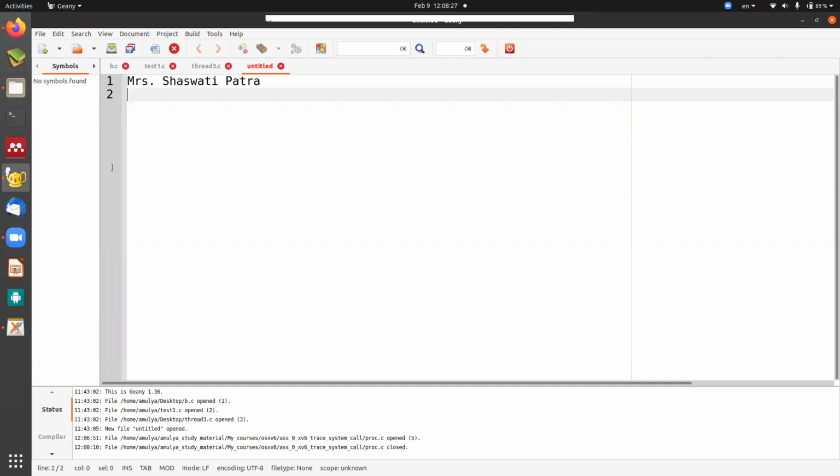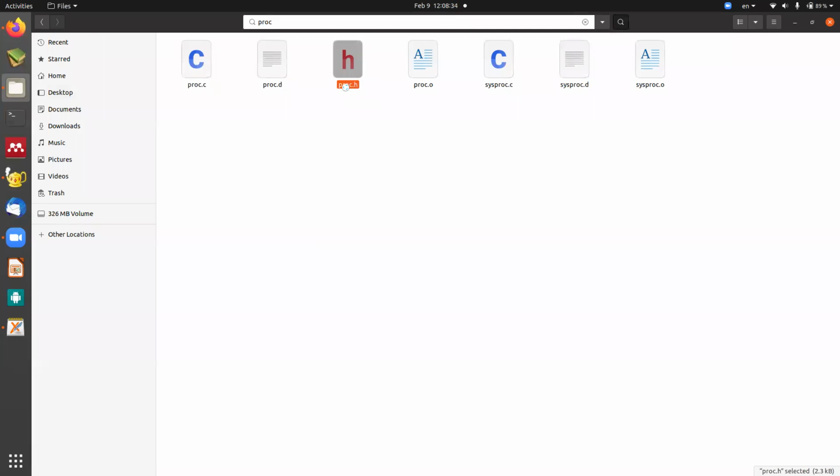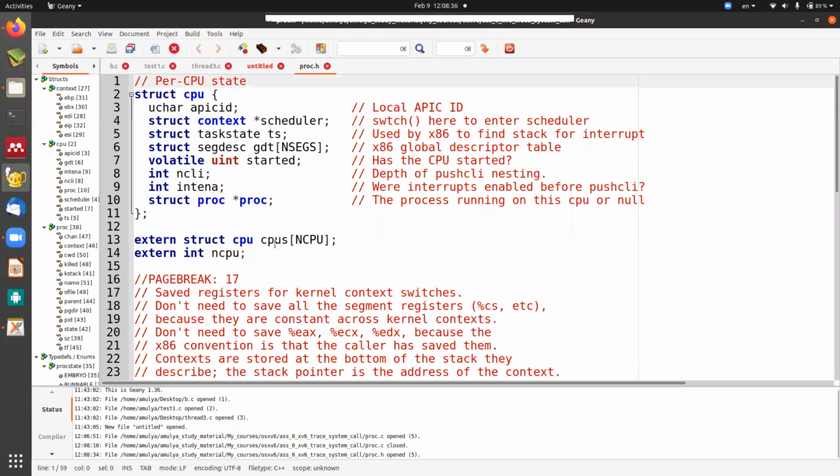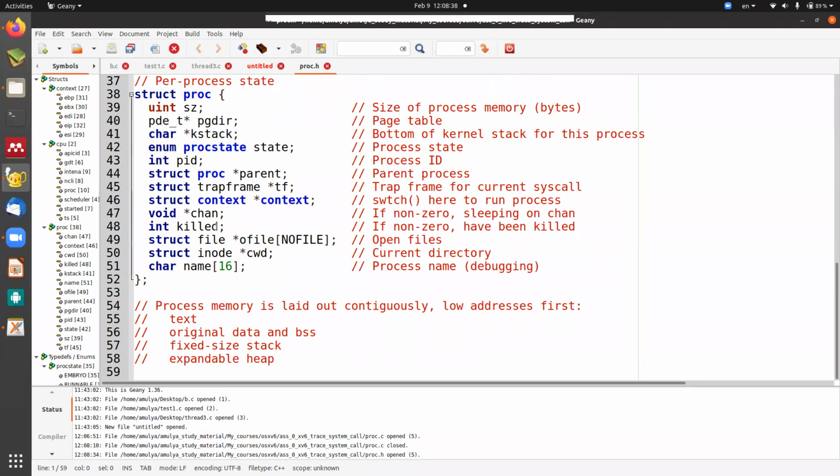MyProc. Inside, yes, sir. In MyProc, there is a parameter in proc.h. If you go to proc.h, yes, sir, there are parameters like name and state as well. Names and states are there. If you go to this, state is also there, and name is also there. By this you can get it.